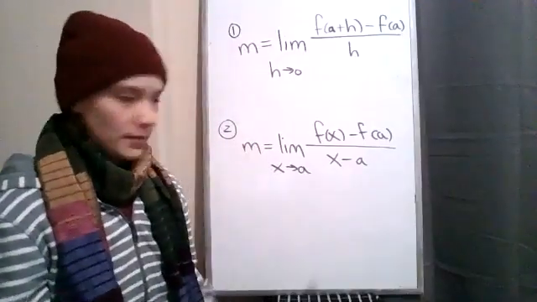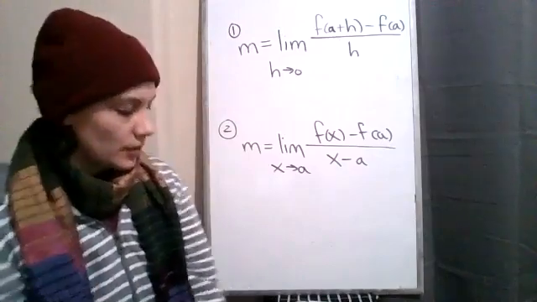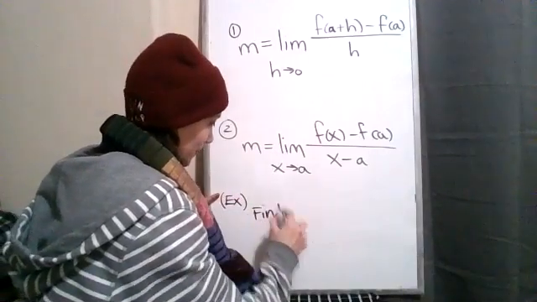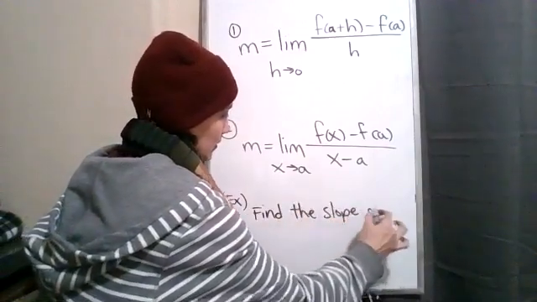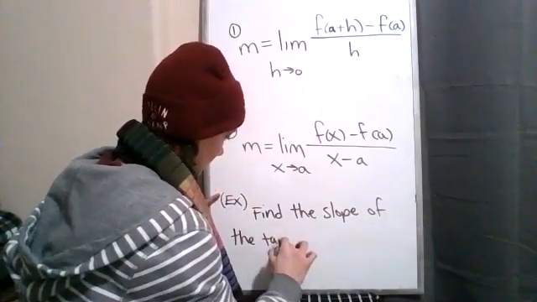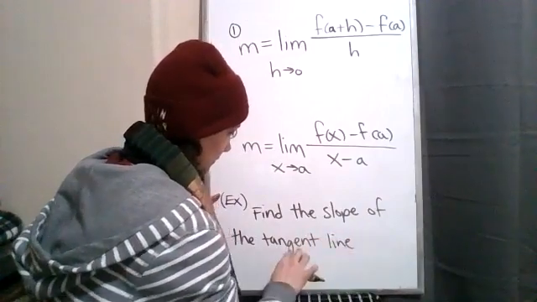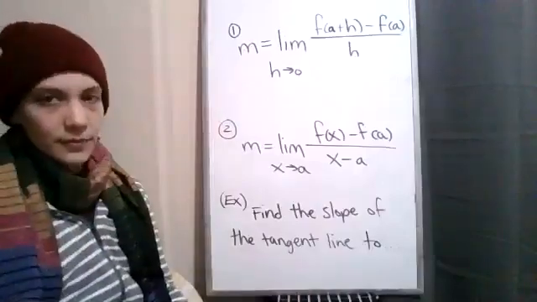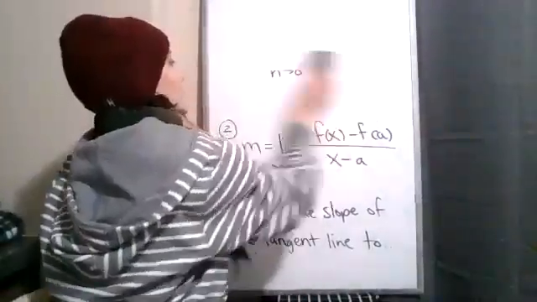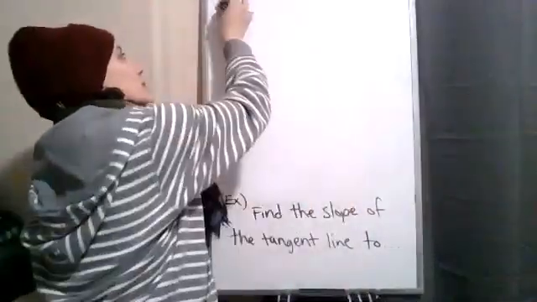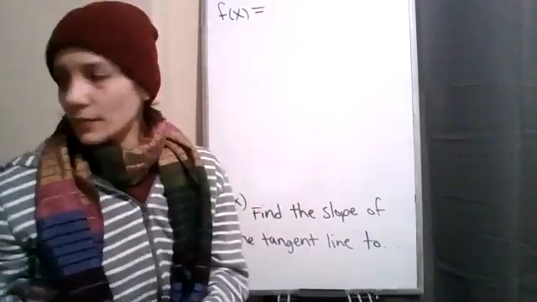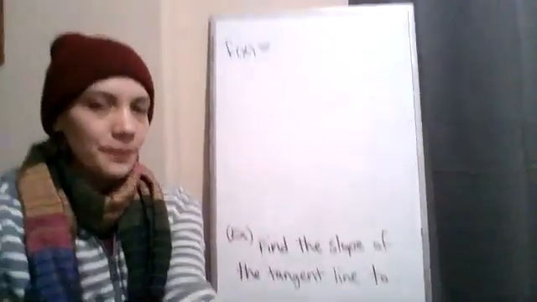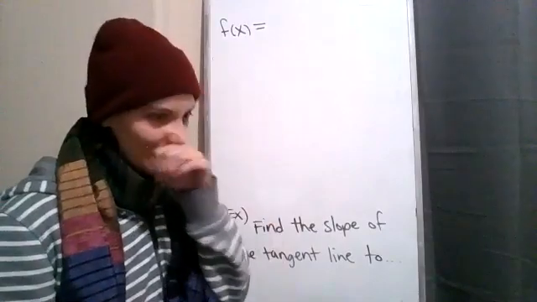Oh, cool. So another example. Find the slope of the tangent line to the following function. All right. Your function is the square root of 2x minus 3.